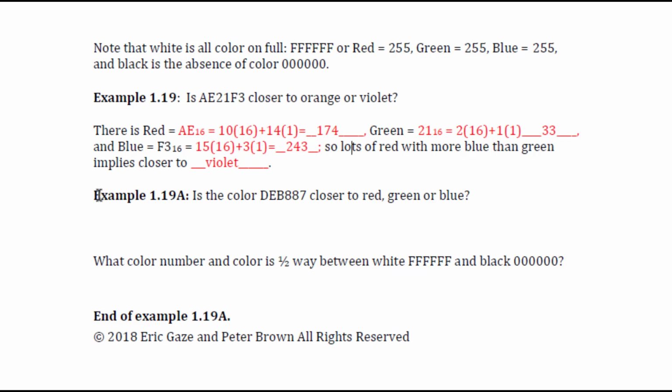Now we're going to look at this one. Example: 119A. And we're going to try to discern whether this color is closer to red, green, or blue, using DEB887, that one. And our last question is going to be what color number and color is halfway between here and here: all on, white, and all off, black. You might want to make a guess on that.